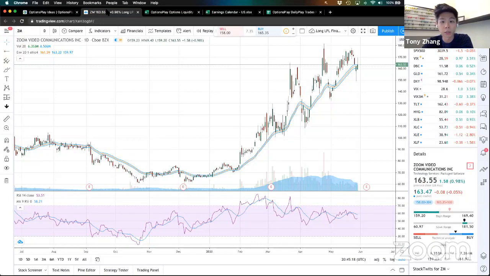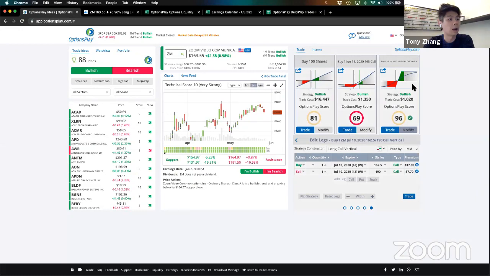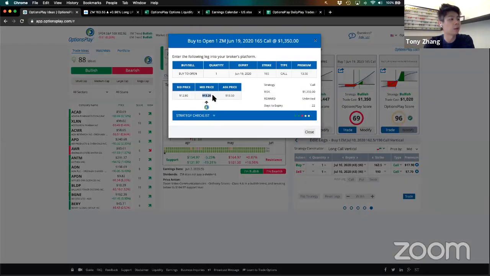Now, liquidity will change a different thing. So let's say the midpoint on this call option right now is $13.20. You can think of the midpoint as the value of the option. What liquidity affects is how wide the bid-ask spread is.